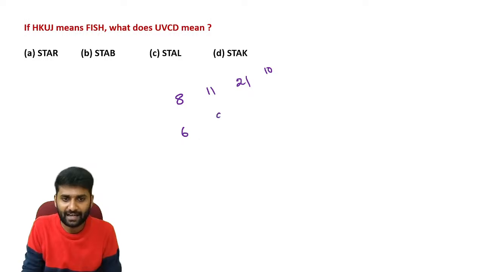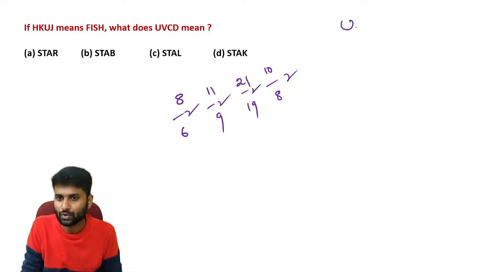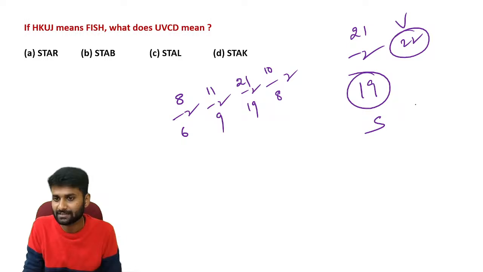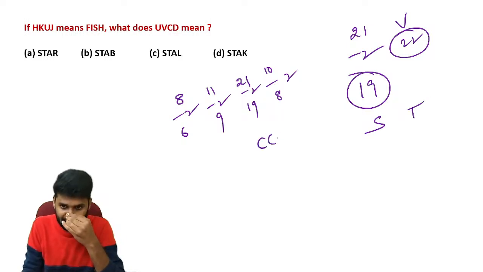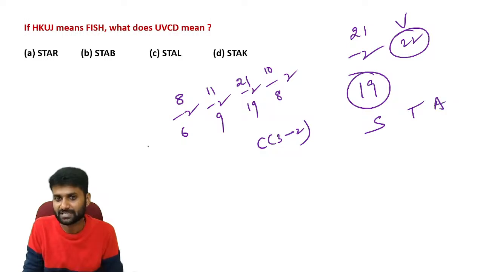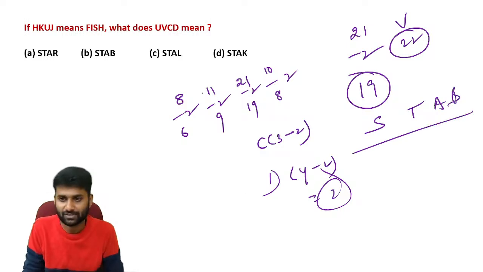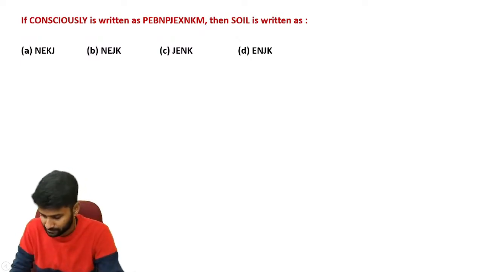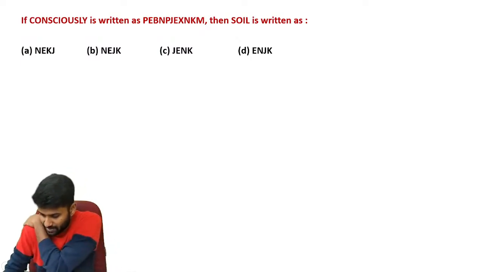F is the 6th letter, I is the 9th letter, S is the 19th letter, H is the 8th letter. We are subtracting 2 units from the question. Now U, you know that U is equal to 21 minus 2. We need the 19th letter, and the 19th letter is S. V is the 22nd letter, we need the 20th letter, so the 20th letter is T. C is the third letter, 3 minus 2 is equal to the first letter, A. D is the fourth letter, 4 minus 2 is equal to the second letter, B. So the answer is STAB. Go through this information. It's very good.